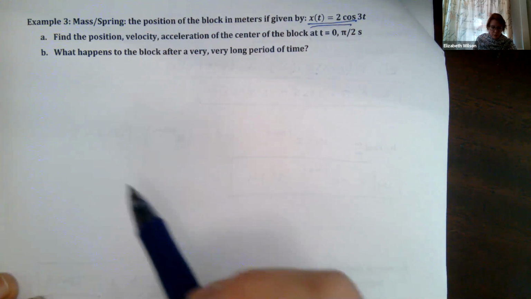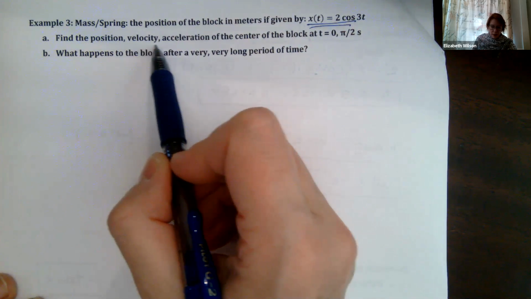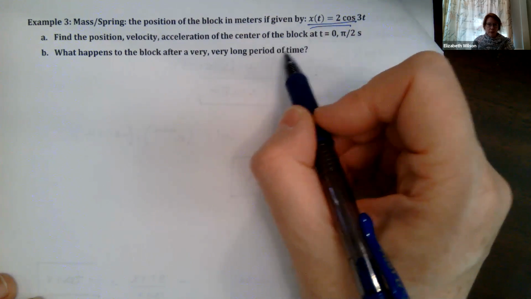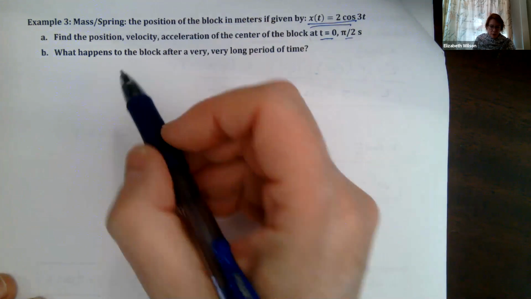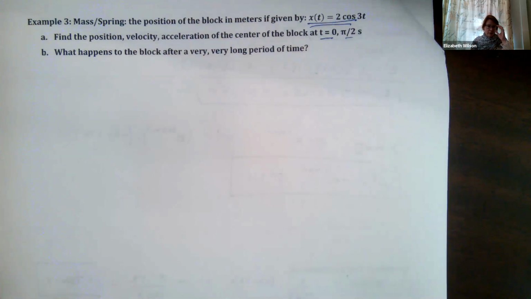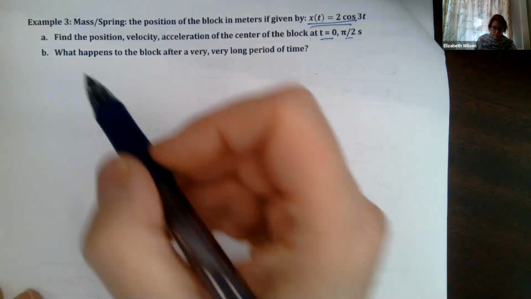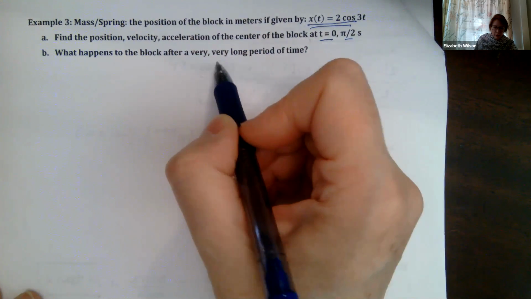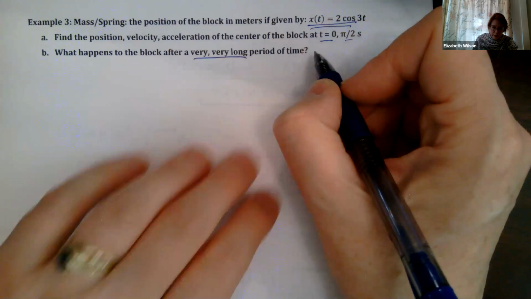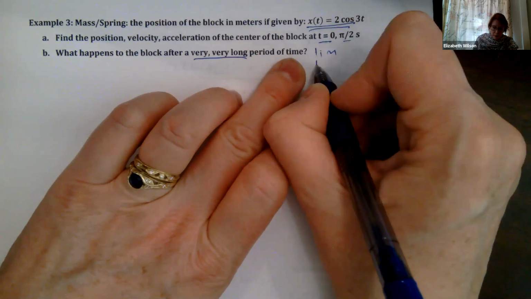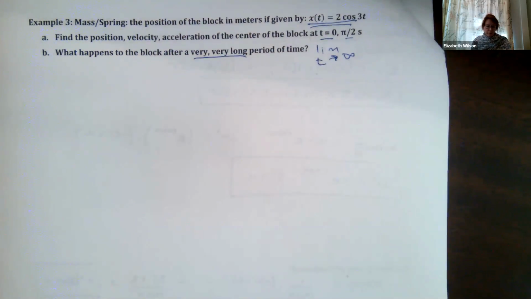We want to find the position, velocity, and acceleration of the block at two different times. Then we'll find where it reaches its maximum points, and at what times. I didn't write that down as a separate question. And then what happens to the block after a very long period of time, which is another way of saying, let's take the limit as t goes to infinity.